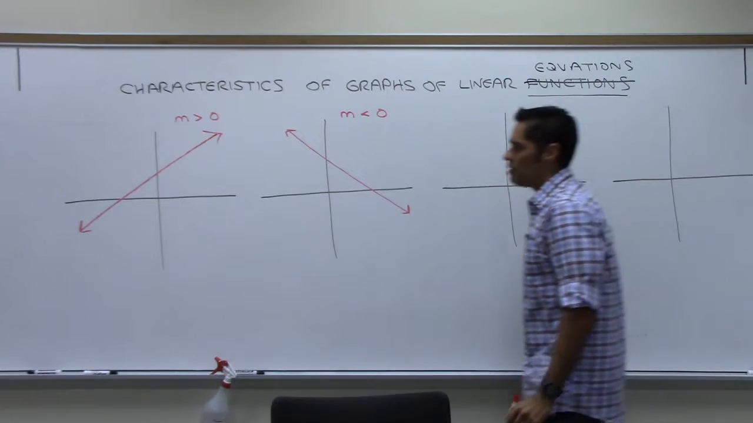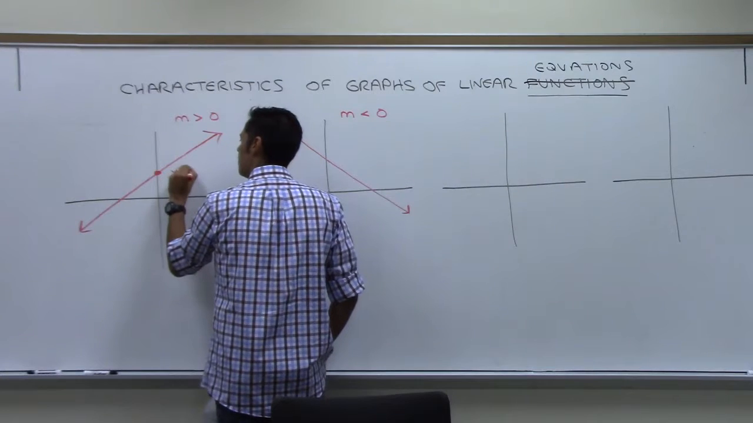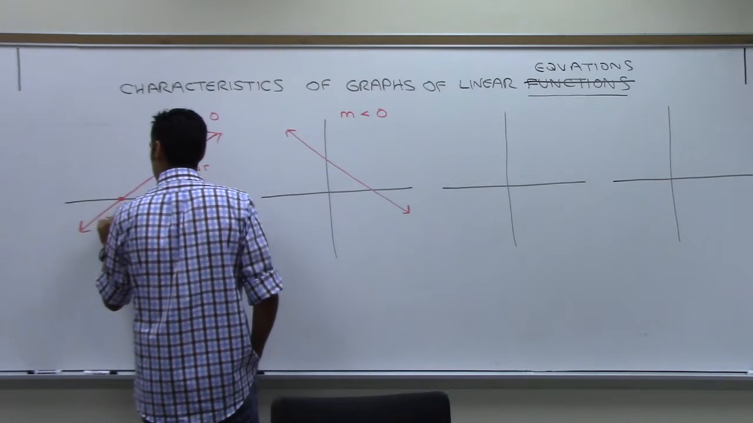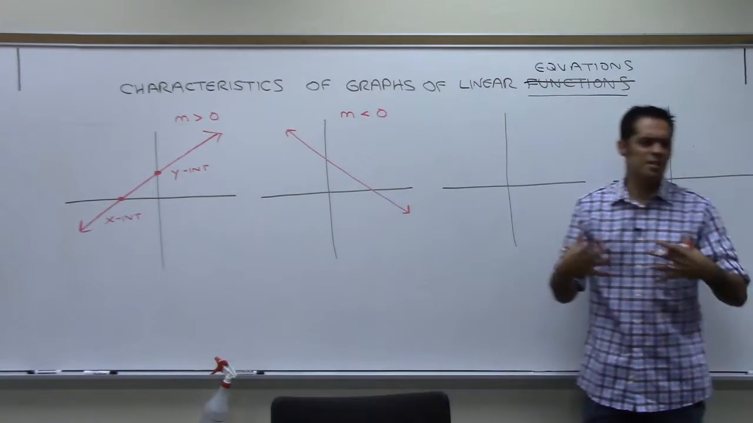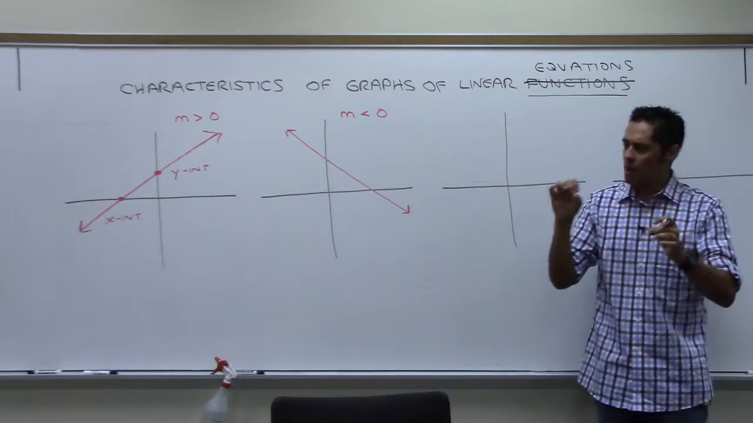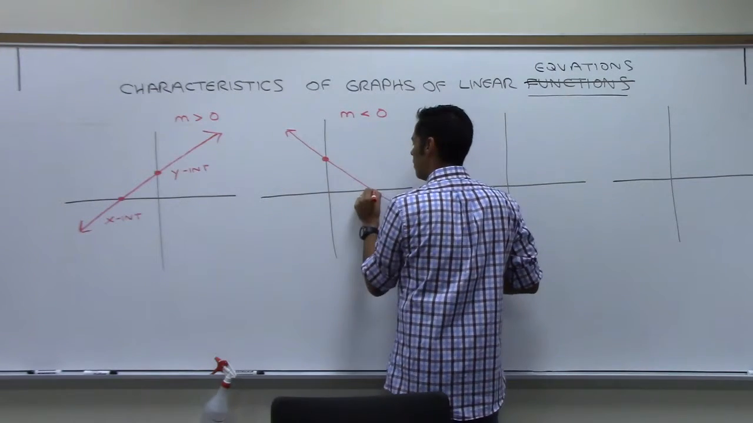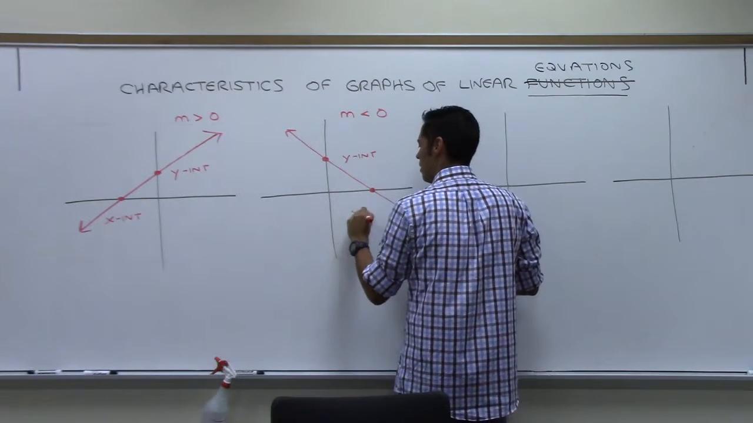Also, on both of these lines, I have a y-intercept and I have an x-intercept. So these are characteristics of the graphs, right? I have some slope, I have an x and a y-intercept. Here, same thing, some slope, some x and some y-intercept. Y-intercept, x-intercept.